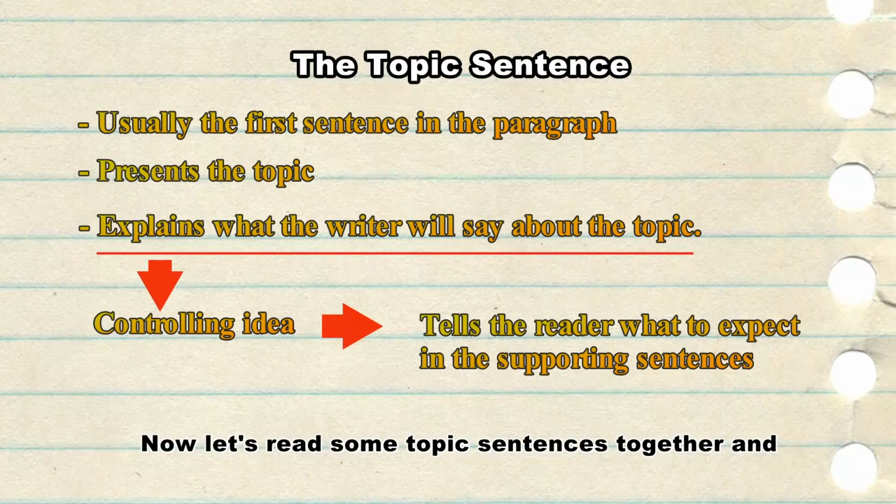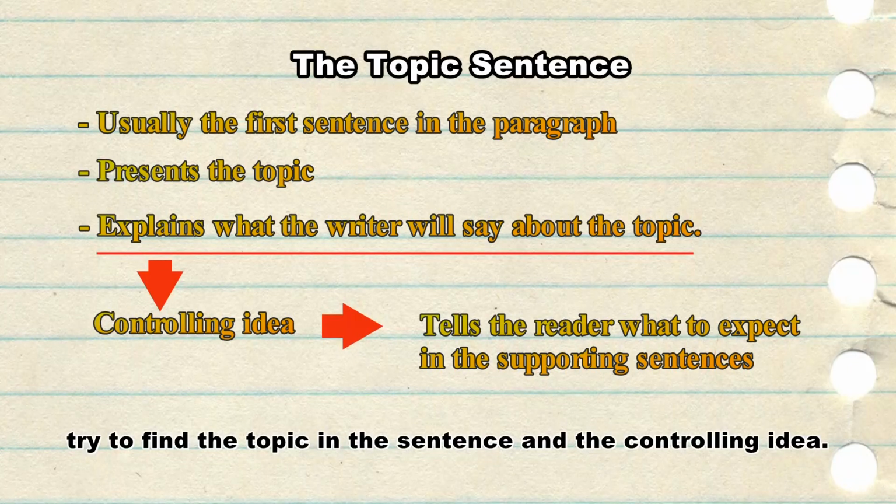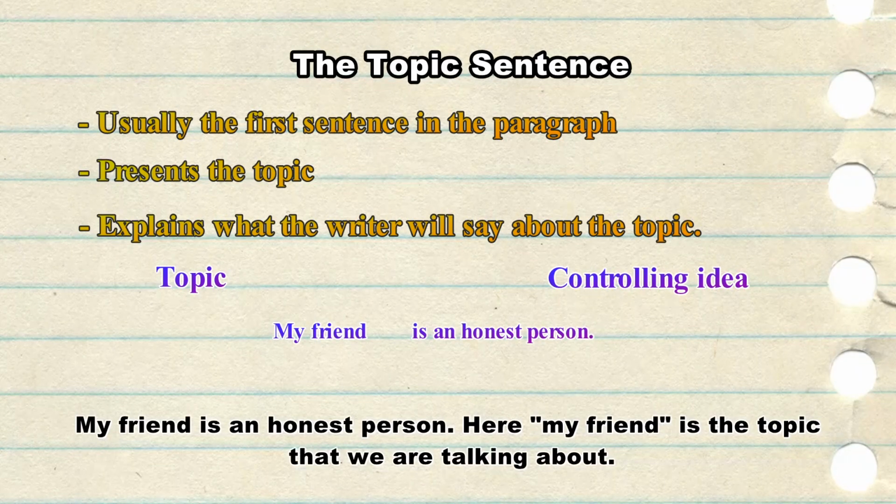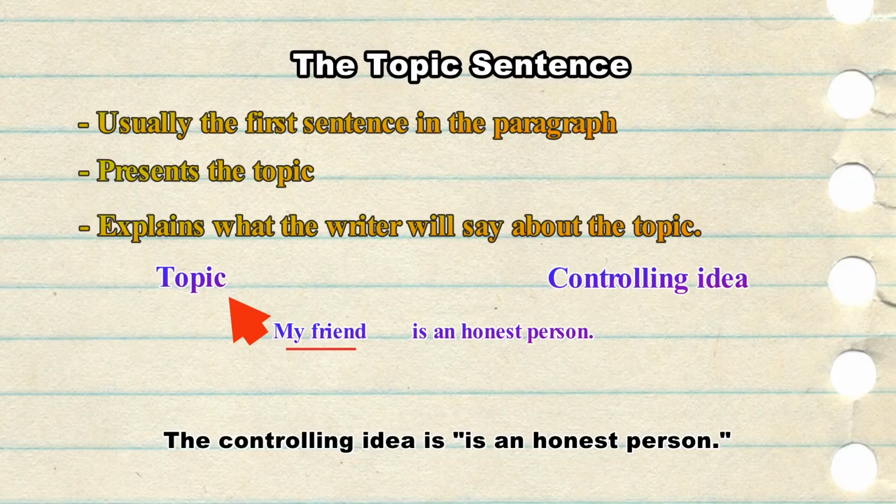Now let's read some topic sentences together and try to find the topic in the sentence and the controlling idea. My friend is an honest person. Here, my friend is the topic that we're talking about. The controlling idea is an honest person.